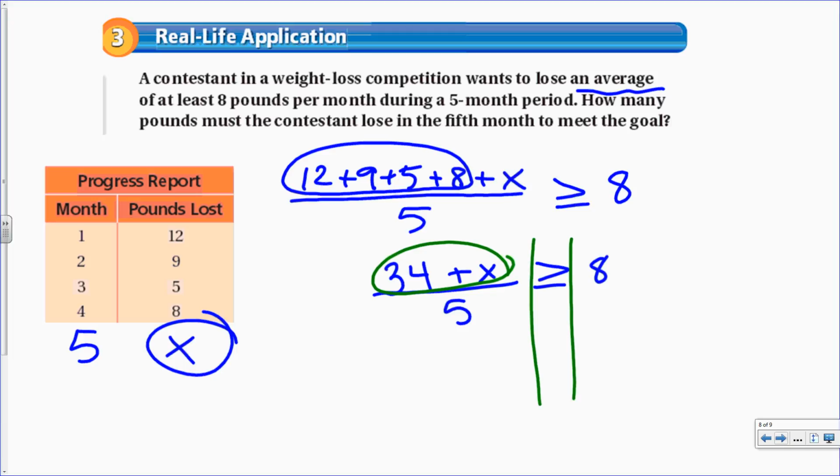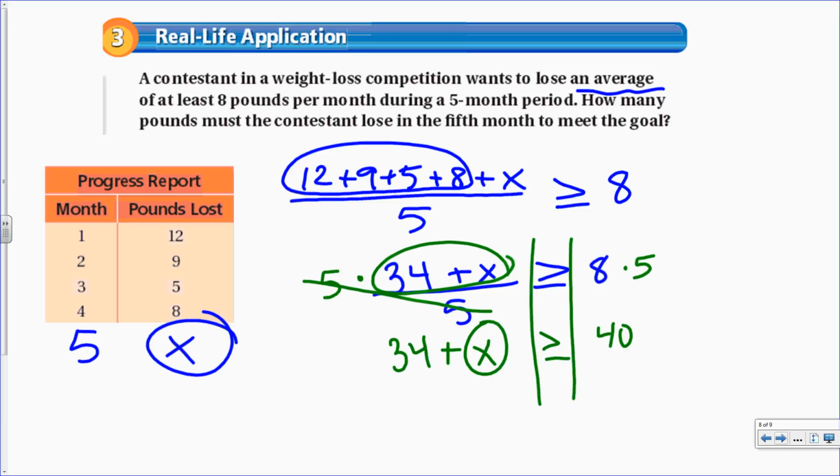So it's being divided by 5. So you're going to multiply by 5. And that leaves you with 34 plus x is greater than or equal to 40. And then to solve and get your x alone, you're going to subtract your 34. And you find out that x has to be greater than or equal to 6. So that means they need to lose at least 6 pounds in their final month in order to meet their goal. So that's the time when we might use these inequalities.